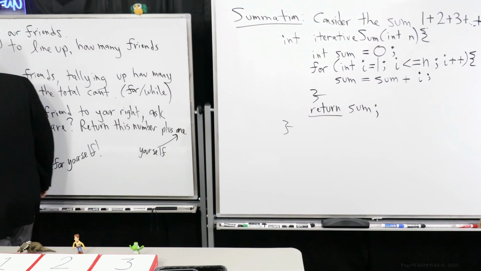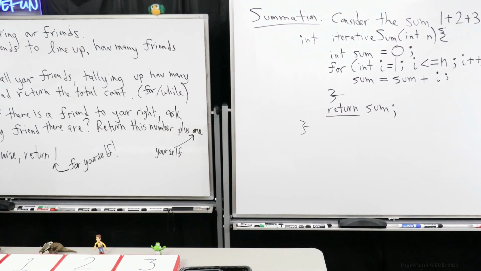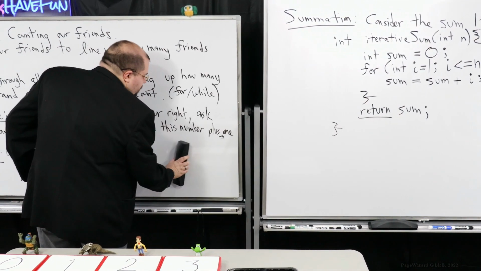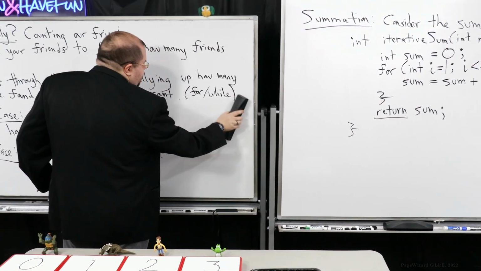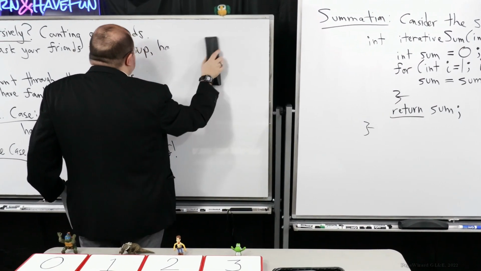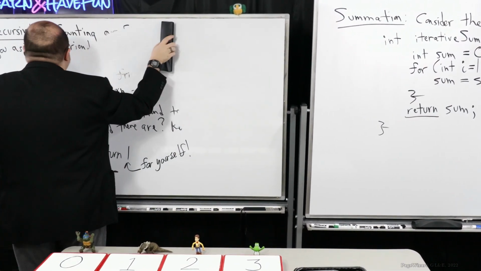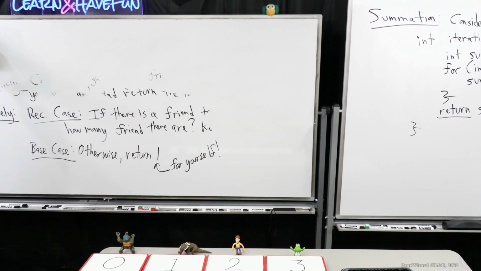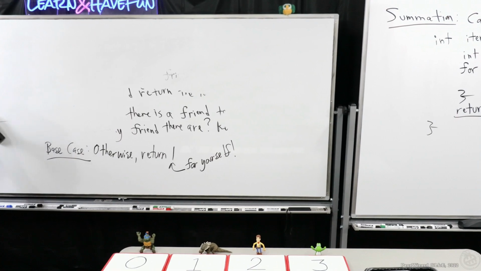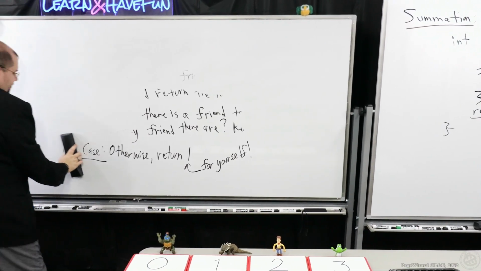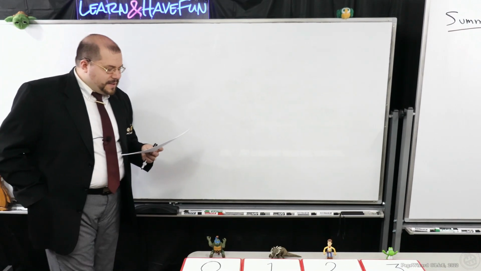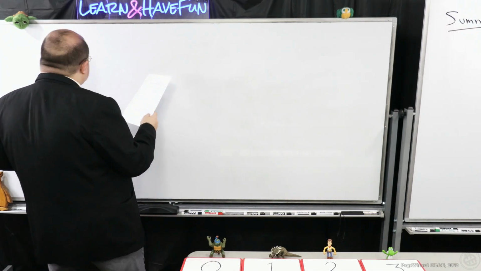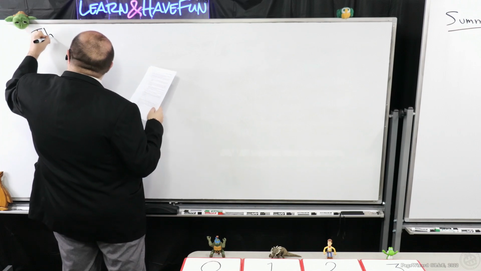So remember, in our example where we're counting our friends, I said, hey, look, if there's a friend to your right, increment it always by 1, and then it's however many friends you've got to your right. Well, we can do something kind of like that here too, right? So we can think about summing n integers recursively. So let's think recursively.